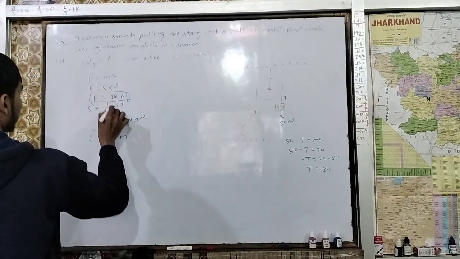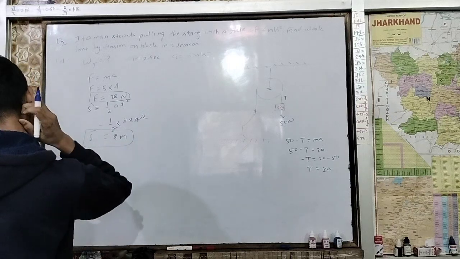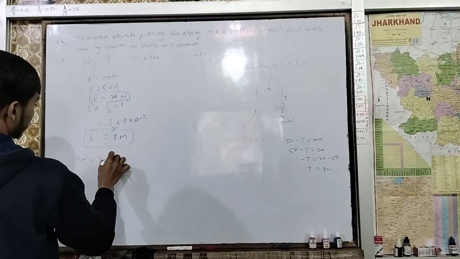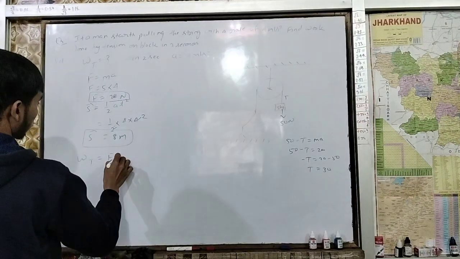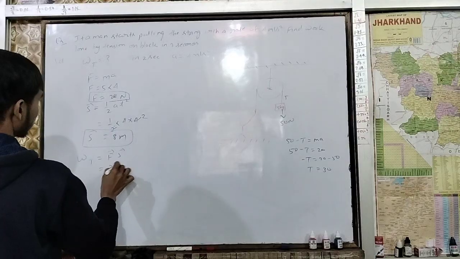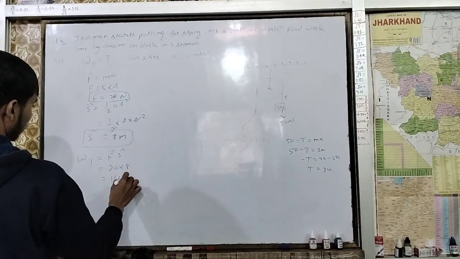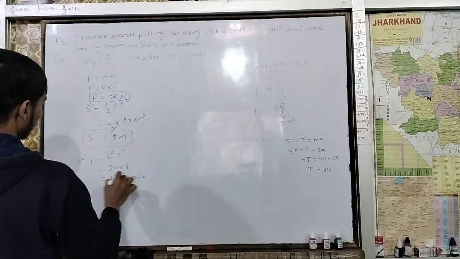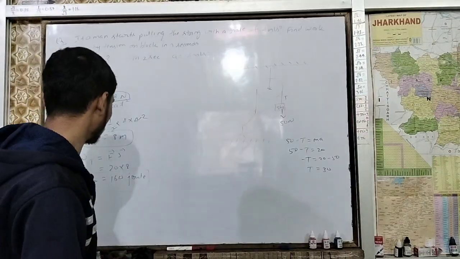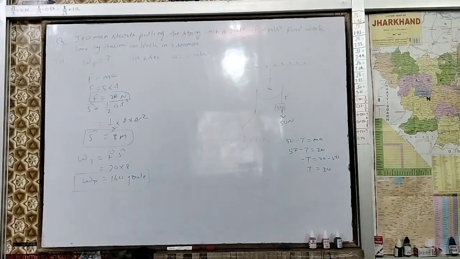Force is 20 Newton and the displacement is 8 meter. Now we can find the work done by tension. If there is no angle, then W is F times s. So F is 20 and displacement is 8, that gives 160 joule.